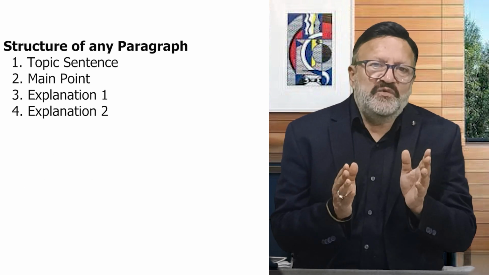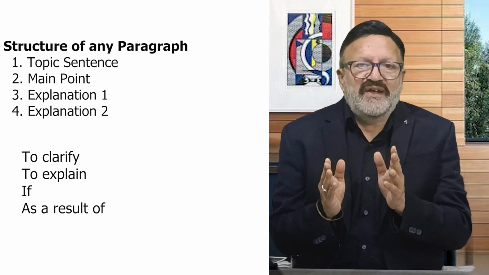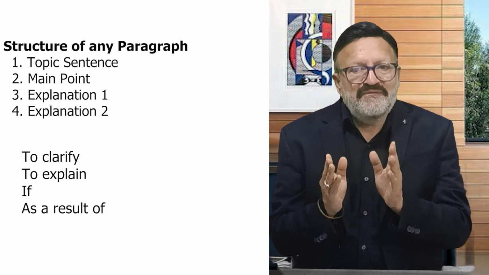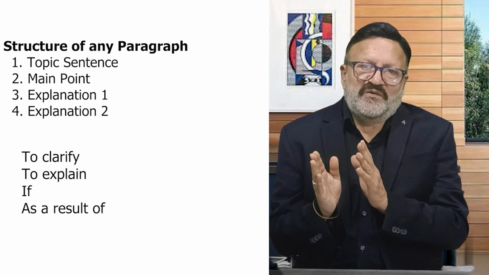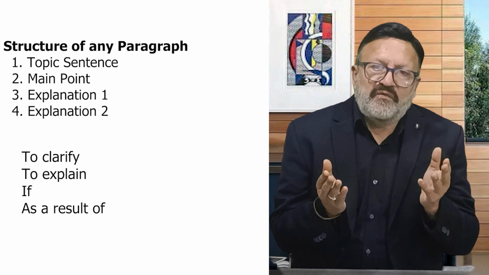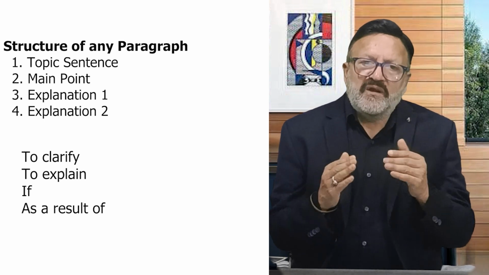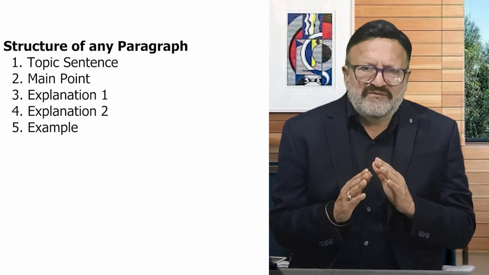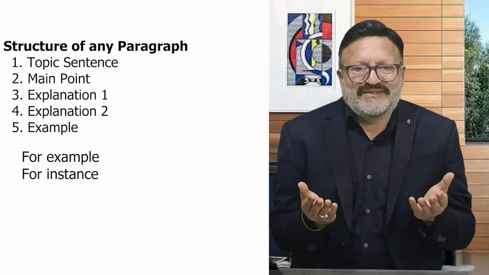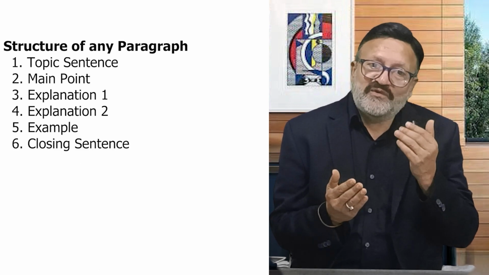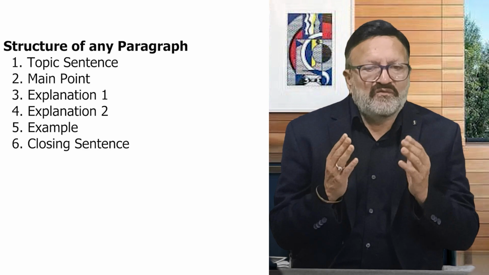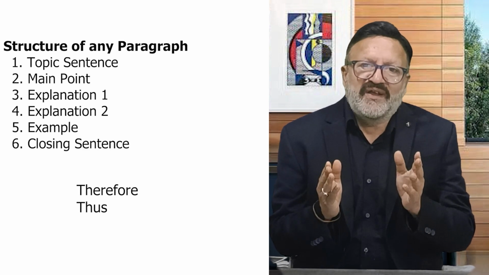For explanation 2, you can write to clarify, to explain, if, or, and as a result. Now for examples, I'll go with the traditional ones: for example, for instance. And then we have the closing sentence of each paragraph. For these we can use therefore and thus.